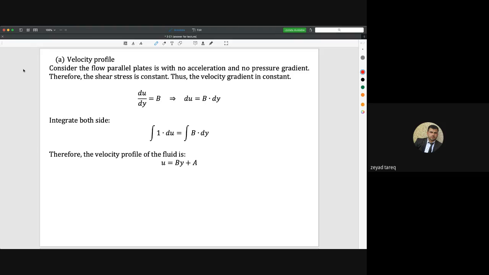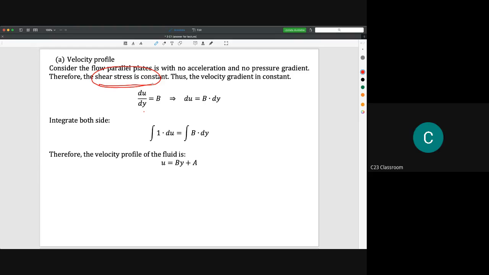About du over dy equal to b, where did we get this from? Can you clarify it, please? So this is because we assume that the shear stress is constant.